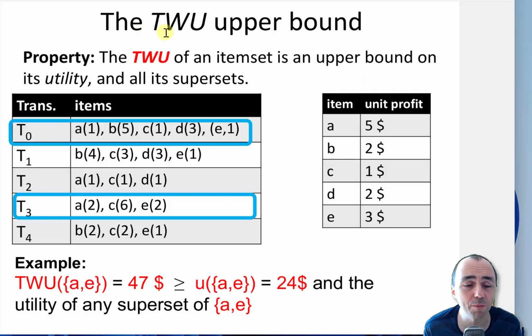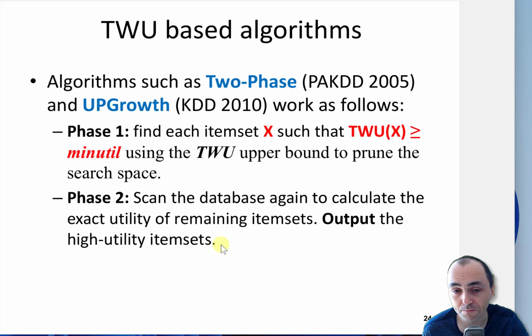There is a good property with the TWU. If you find the TWU of an item set like AE, it is $47, you know that it will always be more than the utility of AE. The utility of AE is $24. So if you know the TWU of AE is 47, you know that the utility of AE, the money, cannot be more than 47. In fact, it is less. It is 24. So this is something good to know.